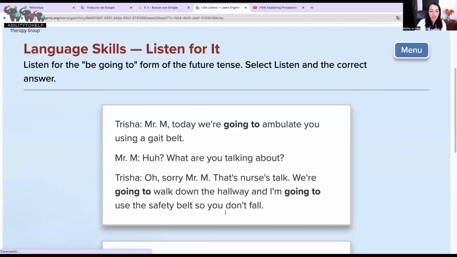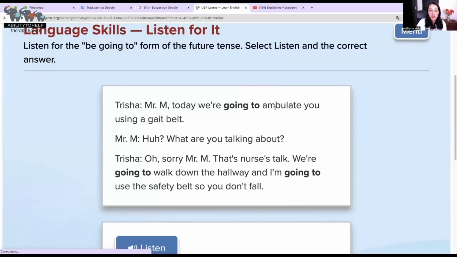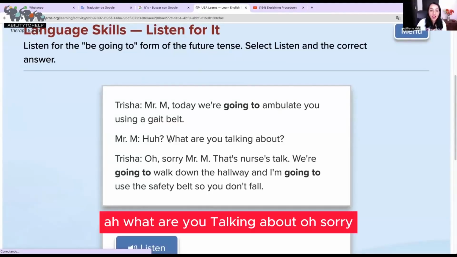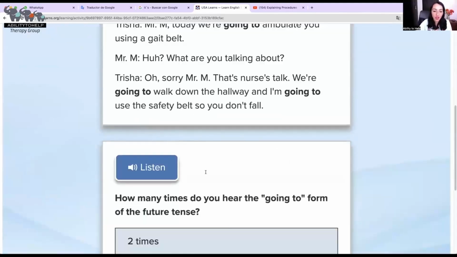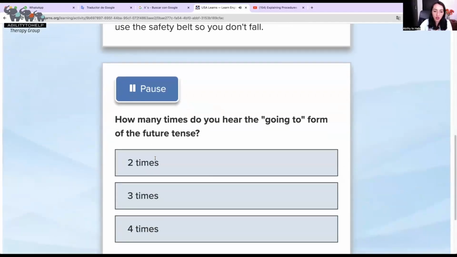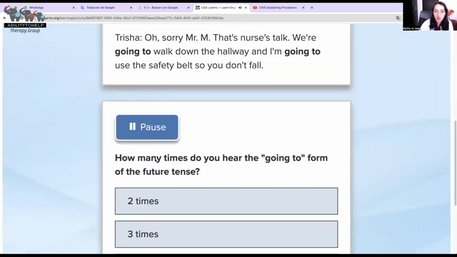I'm going. So, today we are going to ambulate you using a gate belt. What are you talking about? Oh, sorry. That's nurse's talks. We are going to walk down the hallway and I'm going to use the safety belt so you don't fall. Relax. So, Mr. M, today we're going to ambulate you using a gait belt. Huh? What are you talking about? Oh, sorry, Mr. M, that's nurse's talk.